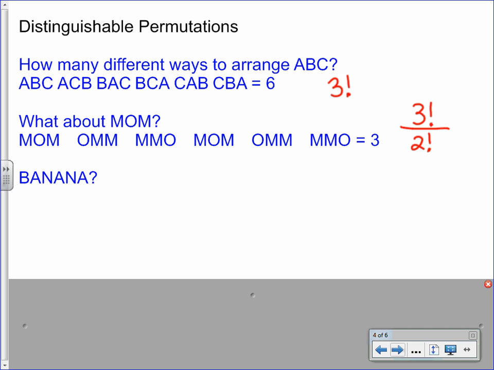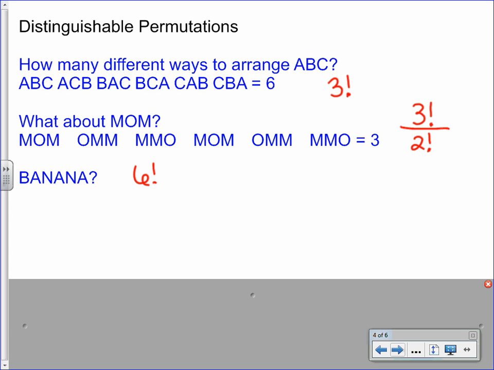I want to know how many distinguishable permutations we have with the word banana. So how many ways can I rearrange the letters in banana? It doesn't matter if it's a real word or not. Okay? So how many letters are in banana? Okay, so there are 6 factorial different ways to rearrange banana.